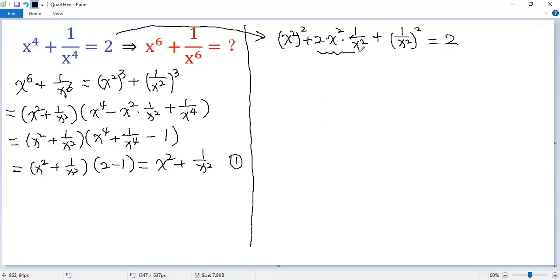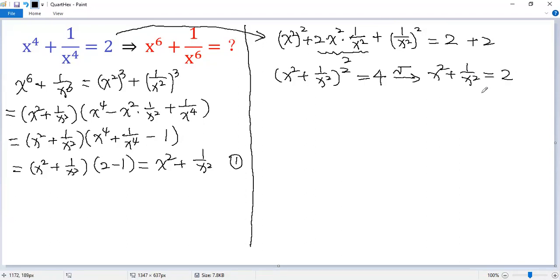And actually that term is 2, right? So that means we add 2 to the left side. We need to add 2 to the right side. So add 2. So the left side actually is a perfect square now. So we get x squared plus 1 over x squared, and then square. The right side, 4. Taking the square root for both sides, so we get x squared plus 1 over x squared equals 2. It cannot be negative 2, right? So we denote it as 2.